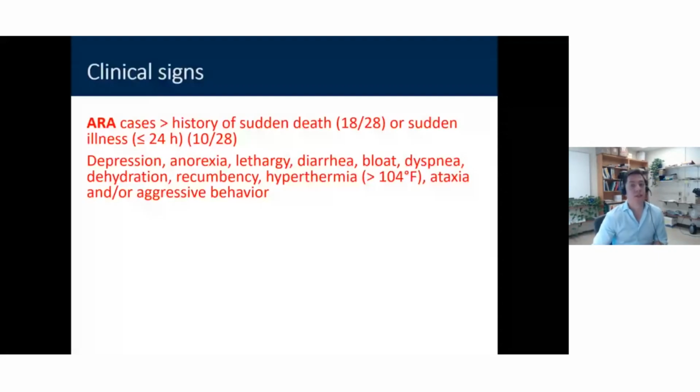All right, these are the clinical signs that the veterinarians included in the clinical history. This is a summary of what they saw in acute cases. In 18 of those 28 acute ruminal acidosis cases, it was just sudden death. They didn't see anything. Only 10 of those 28 showed some clinical signs, lasting less than 24 hours: depression, anorexia, lethargy, diarrhea, bloat, dyspnea, dehydration, hypothermia, and in some, aggressive behavior. So those were some of the clinical signs seen in the acute form.